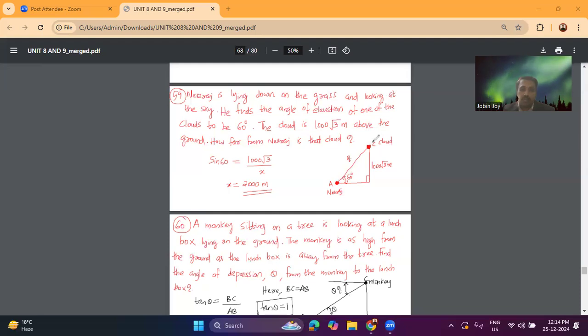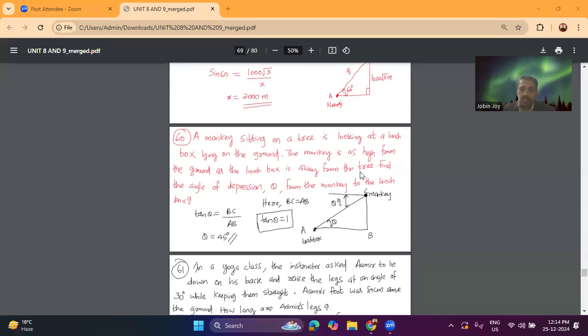From here to here, that means you have to calculate the hypotenuse. This height is given, this angle is given, that means opposite side and hypotenuse, so you have to apply sine. Sine 60 is equal to opposite side by hypotenuse. Once you apply it, you will get the answer: x is equal to 2000 meter. So try this problem. I'm leaving this problem for you as a practice problem.